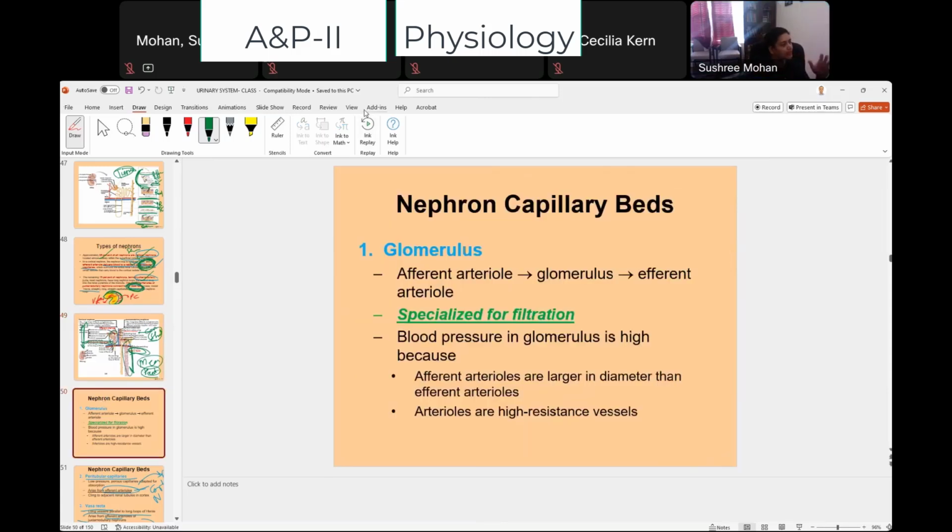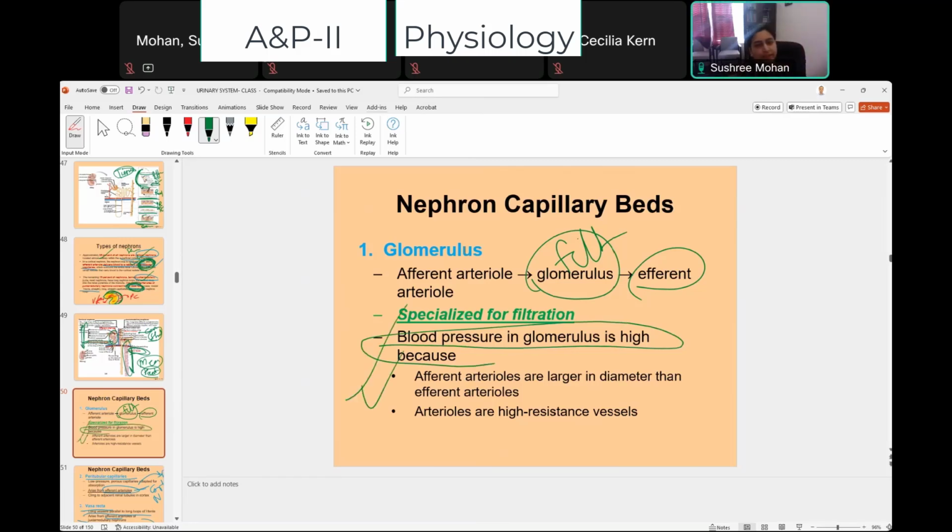So glomerulus, blood is coming through the afferent arteriole. Main filtration happens in the glomerulus. Then after the filtration, it goes to the efferent, and then it takes the path to enter into the vein. Specialized for filtration, blood pressure in the glomerulus is high. This is important. How does the filtration process happen in glomerulus? What is the motivating factor?